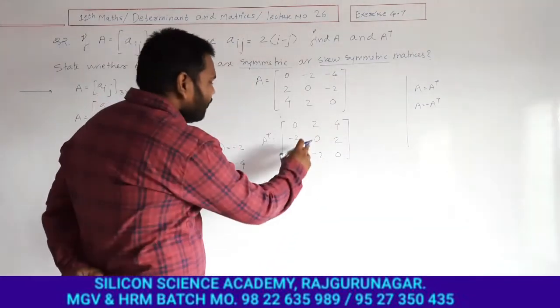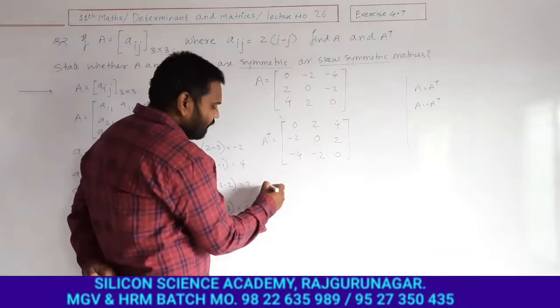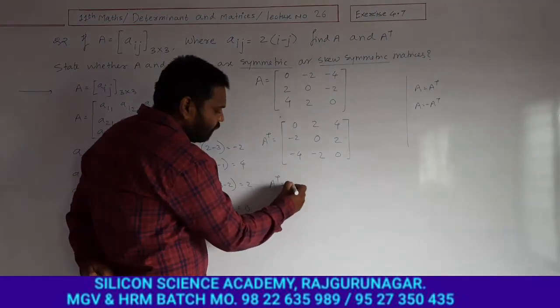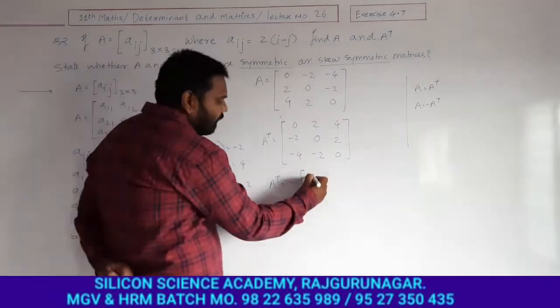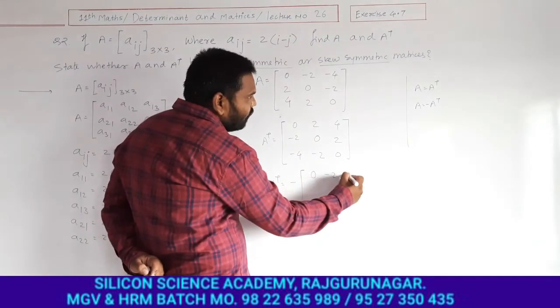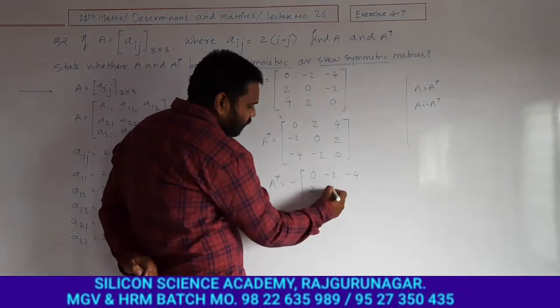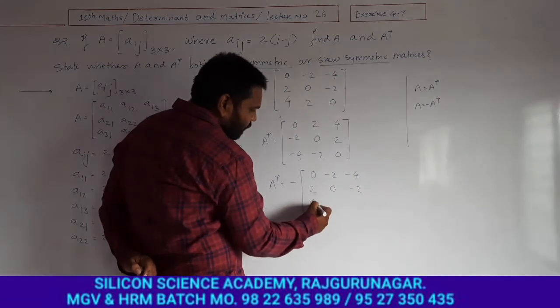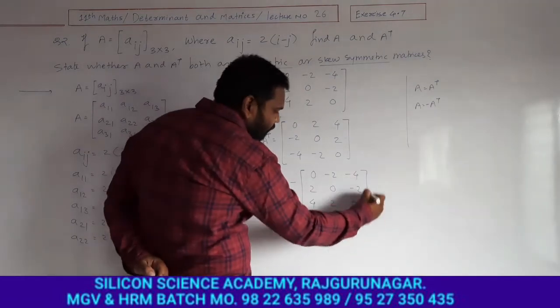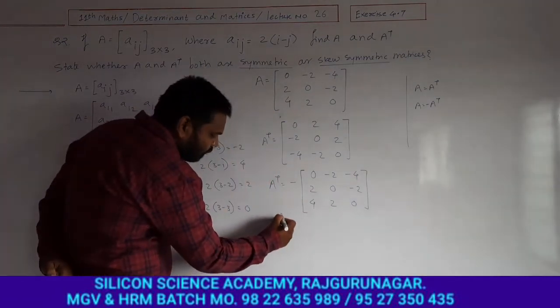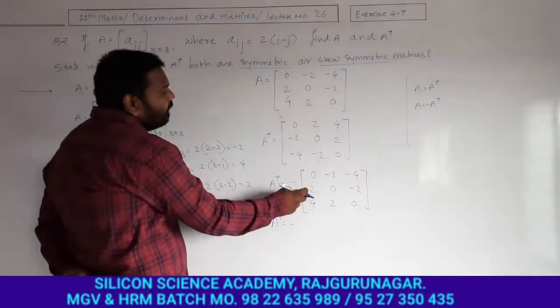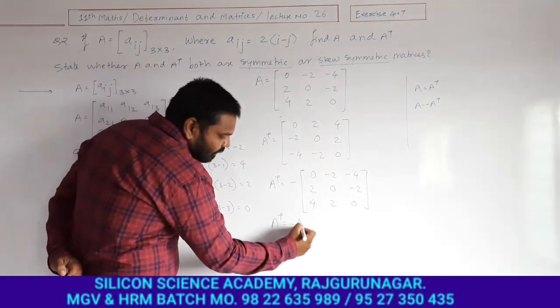आता यातून माइनस साइन मी कॉमन काढतो. माइनस साइन काय काढतो? कॉमन. A transpose माइनस साइन जर कॉमन काढलं तर आतून काय येईल? 0 minus 2 minus 2. That is 2 0 minus 2. That is 4 2 and 0. A transpose is equal to minus of, and what is this? This is the A matrix.